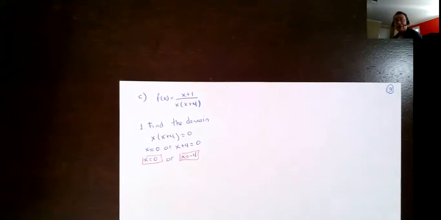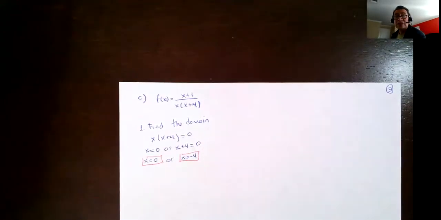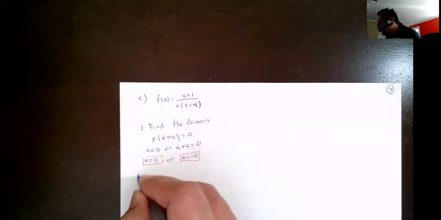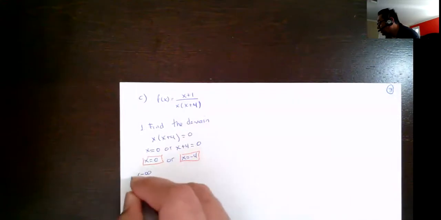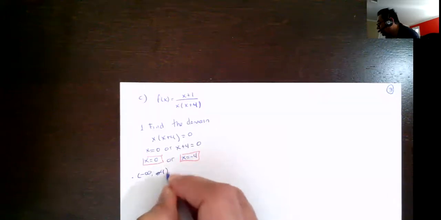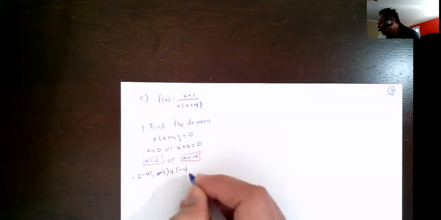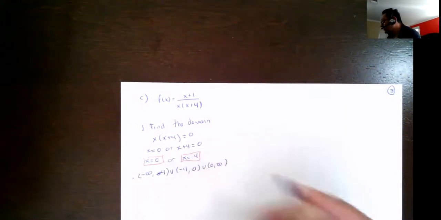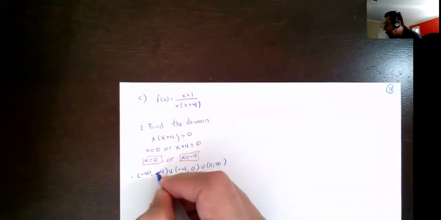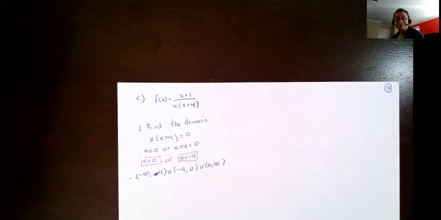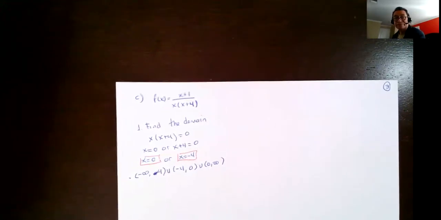My apologies. So again, we're gonna exclude these two values from the domain. So the domain would be from -infinity to -4, we exclude -4 to 0, and we exclude 0 to infinity. So that would be the domain. Everybody okay? Any questions so far? No. All right, thank you.